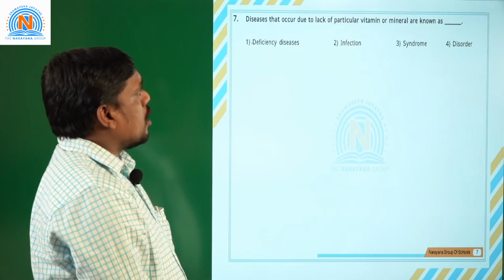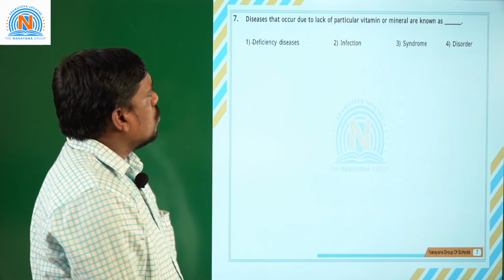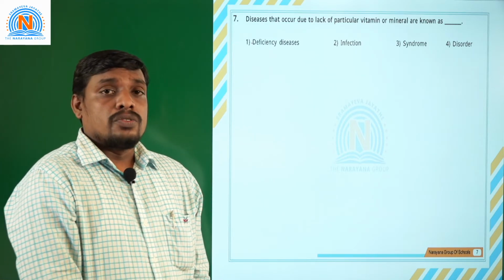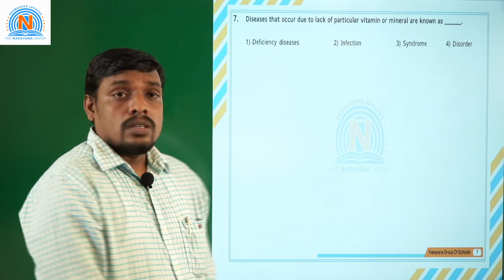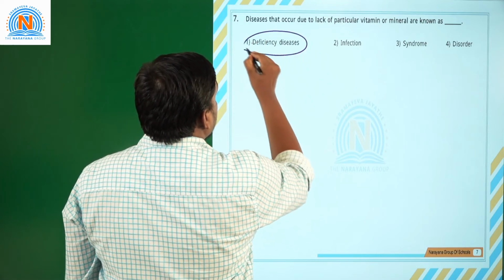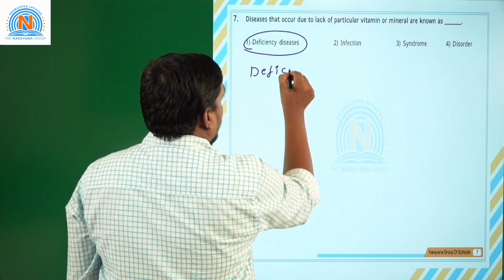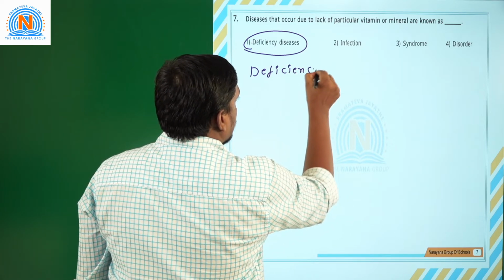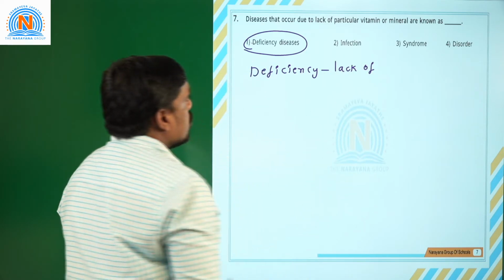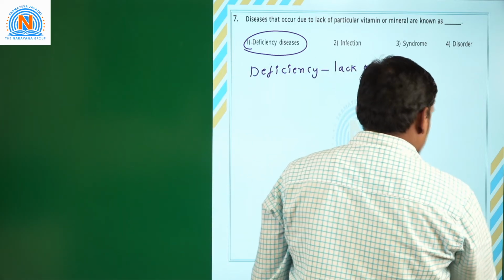Diseases that occur due to lack of a particular vitamin or mineral are generally known as deficiency diseases. Due to lack of vitamin A, we get eye-related diseases. What do you mean by deficiency? Deficiency is nothing but lack of. Lack of vitamin A causes eye-related deficiency diseases. Moving on to the next question, students.